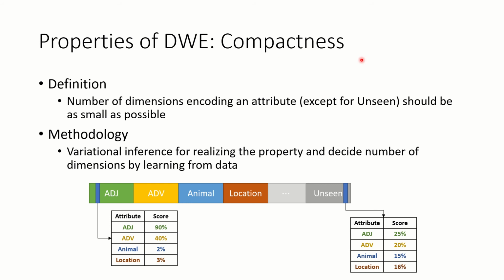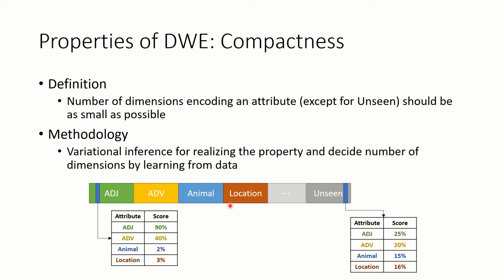The second property of our DWE is compactness. It demands that when encoding an attribute, the number of dimensions of a subembedding set should be as small as possible. In this work, we propose a variational inference method to ensure the compactness property and decide the number of dimensions by learning from data. In fact, each dimension in the DWE has its own score table.